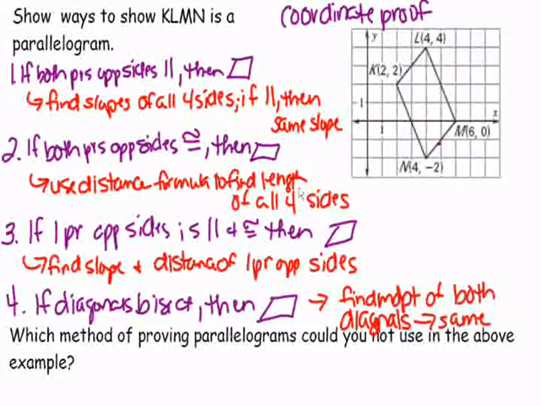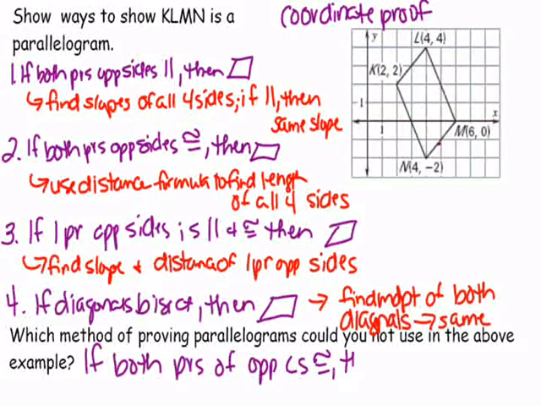So what method could we not use in a coordinate plane? This is the one where if both pairs of opposite angles were congruent. Okay, that would be very difficult to prove with a coordinate plane. Could be done using trig, but I would really rather not. So, these four methods are useful in a coordinate proof. This one is not. When you use the methods, make sure that not only do you find all the pieces, but that you make the statement. Clear?